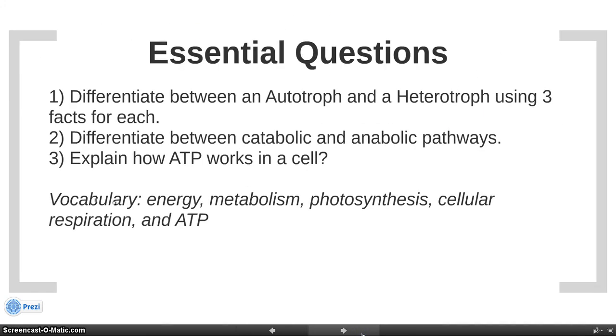The essential questions. Differentiate between an autotroph and a heterotroph using 3 facts for each. Differentiate between catabolic and anabolic pathways. Explain how ATP works in a cell. Vocabulary words: energy, metabolism, photosynthesis, cellular respiration, and ATP.